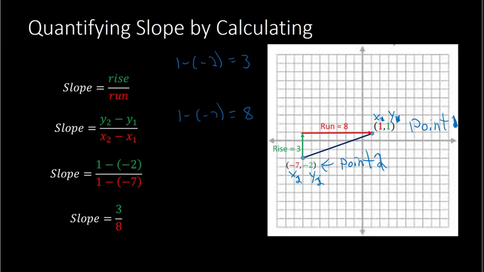If I do it that way, we do y2 minus y1 over x2 minus x1. We do -2 minus the 1, so we switch the order of subtraction. -2 minus 1 over x2 minus x1, we have -7 minus 1. If we do it this way, we get -3 over -8, which the two negatives divide out to give me a +3 over 8. So it doesn't matter which one is point 1 or point 2 as long as we are consistent, and point 2 has the x2, y2. Point 1 would have the x1 and y1. And as long as we're consistent with the formula as well.